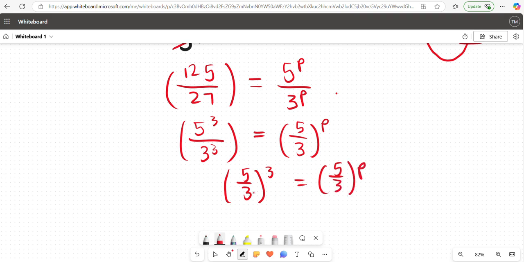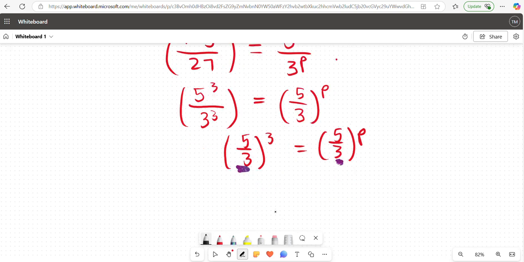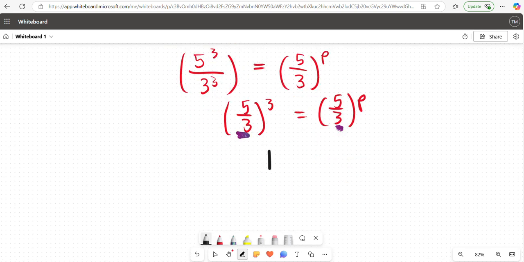Then I notice that, ooh, the fractions inside are the same. So the bases of these exponents are the same. So the exponents can be made equal to each other. So I'm going to equate my exponents, and so easily p is equal to 3, or 3 is equal to p. Either one makes sense. All right, so there we go. That's how you'd go about solving those.